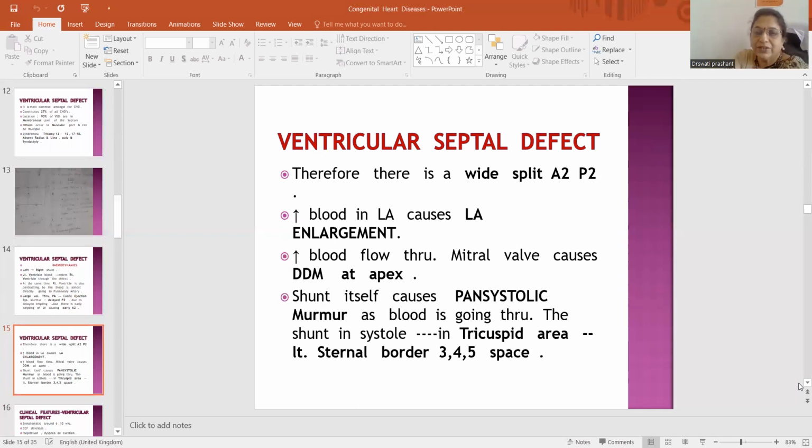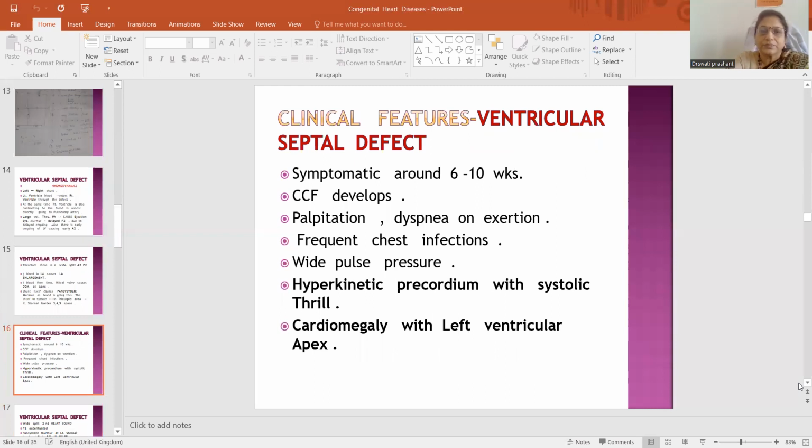Increased blood in the left atrium causes left atrial enlargement, and the mitral valve will also give a delayed diastolic murmur due to increased flow. The shunt itself gives a pansystolic murmur as blood is going through. The shunt is in systole, and this is best heard in the tricuspid area, that is the sternal border, third, fourth, and fifth intercostal space.